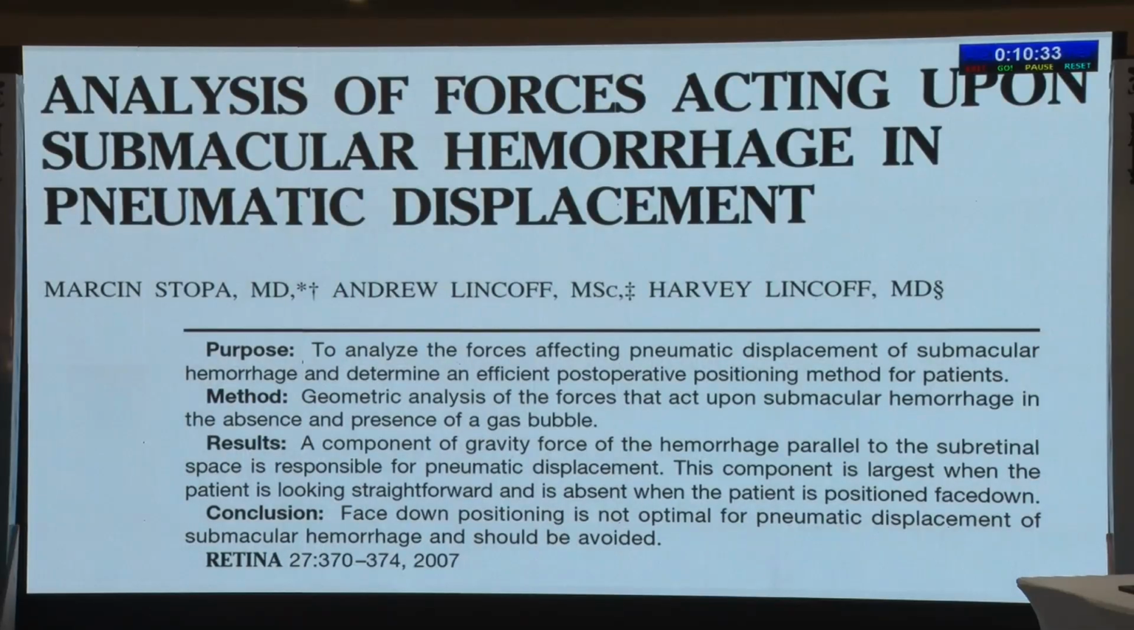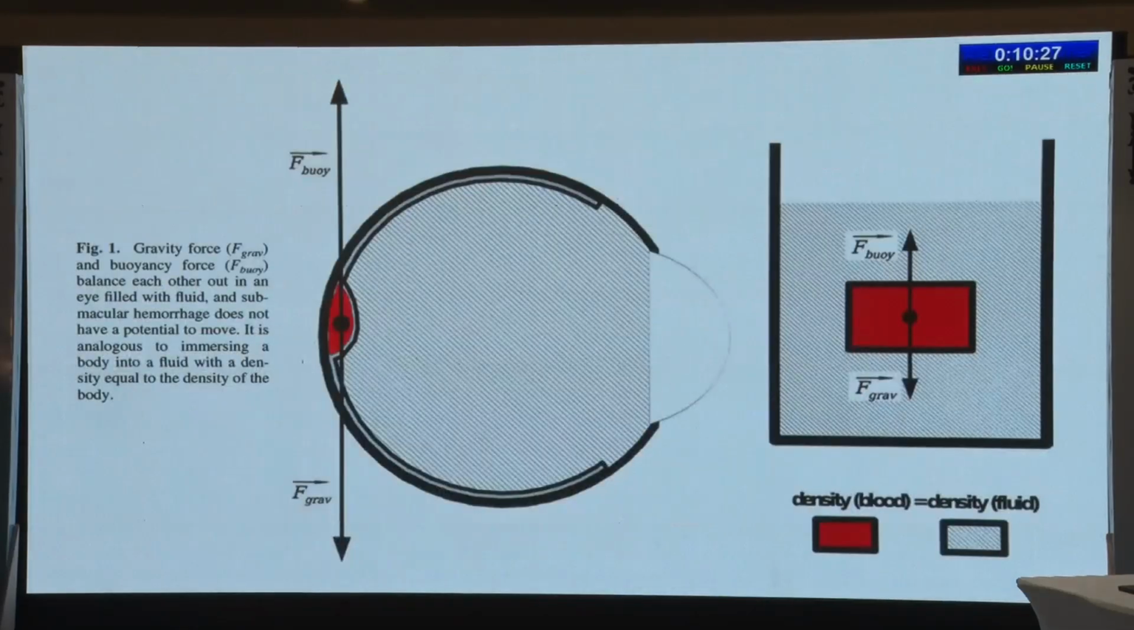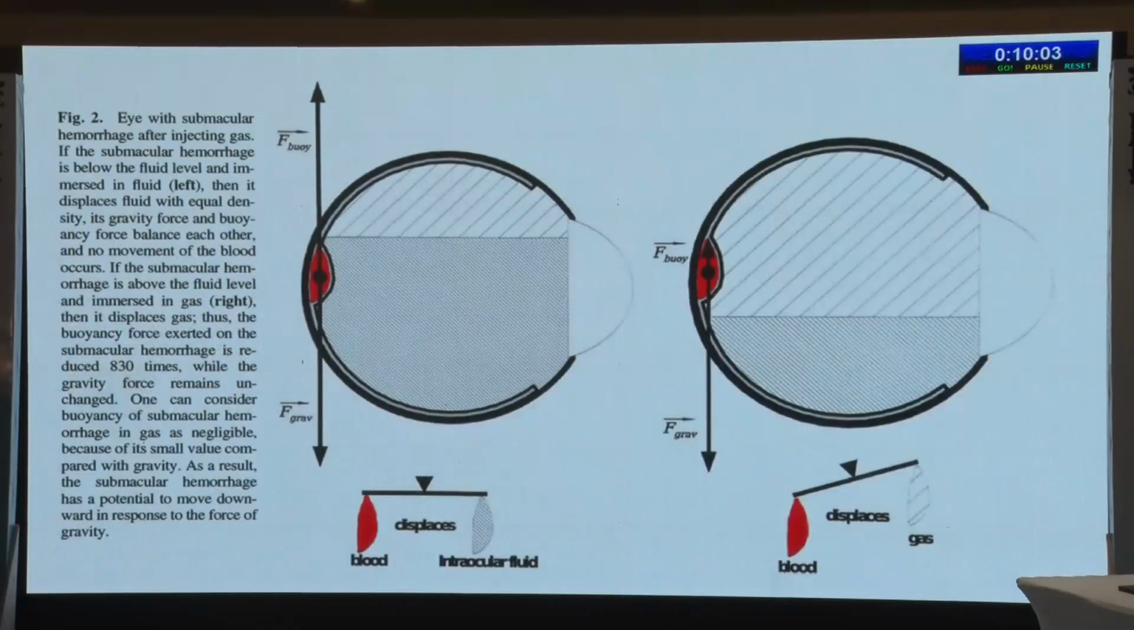Now let's look at how does it work. So this is a very good paper on analysis of forces acting upon submacular hemorrhage and pneumatic displacement. What this paper shows is that the clotted blood displaces the vitreous and as a result there is a buoyancy force acting on it, which is nullified by the gravitational force acting on the hemorrhage. So the buoyancy force and the gravitational force, they cancel each other out, and as a result the blood clot does not move.